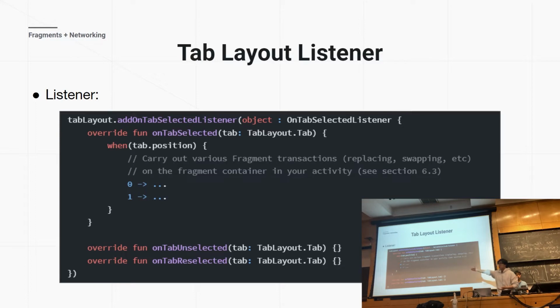And let's just say you're on tab 0, it will carry out a bunch of fragment transactions to actually do the replacing for what fragments you can see on screen. So, say for example, 0 represents previous rides you had on Uber. Well, you would have to have a transaction that brought those fragments onto the screen.